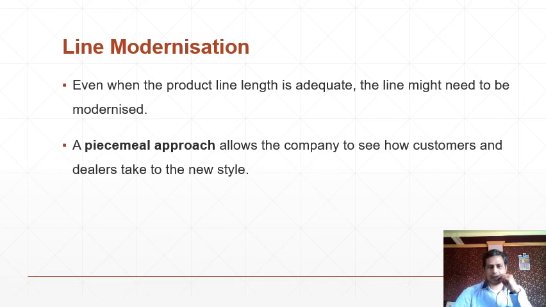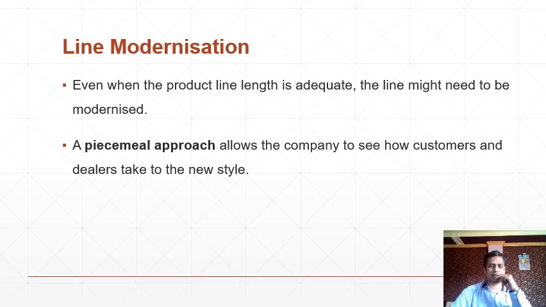How you modernize your product line is either by a piecemeal approach, means you release one new product by taking off the old product. Then another new product. Means products A, B, C are there. You release A1 and remove A. Then you release B1 and remove B. One after the other you do that.